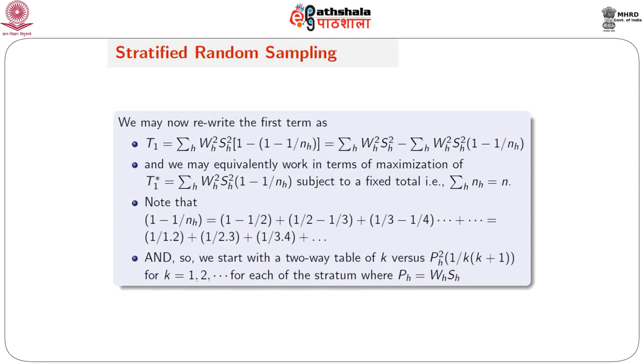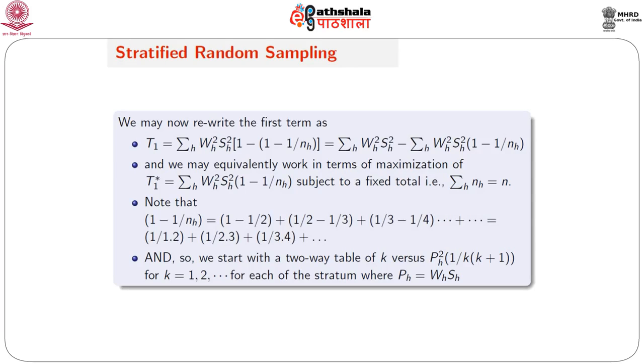Now we may rewrite the first term as summation WH square SH square over NH. That 1 over NH we can write as 1 minus (1 minus 1 over NH). That's fine. So the first part now becomes summation WH square SH square minus summation the same thing times (1 minus 1 over NH). And because we want to minimize this expression, it is as good as maximizing the second part with a negative sign, namely maximizing what we call T1 star, summation WH square SH square into (1 minus 1 over NH), subject to a fixed total summation NH equal to n.